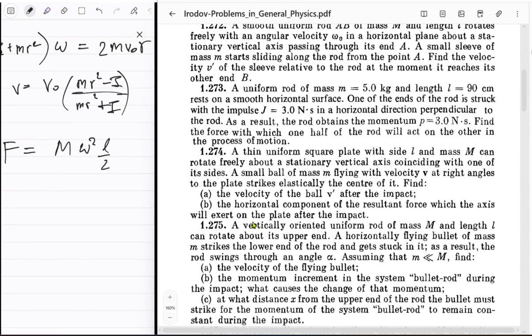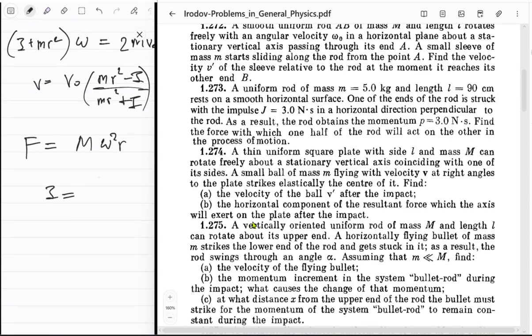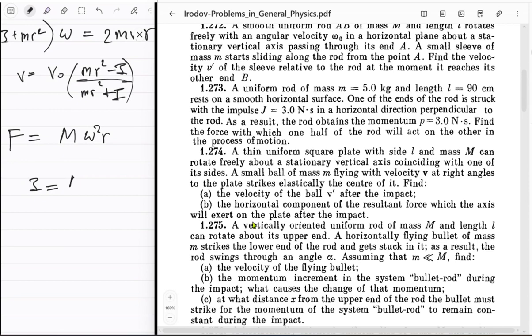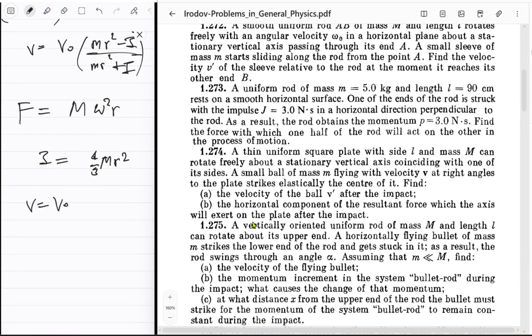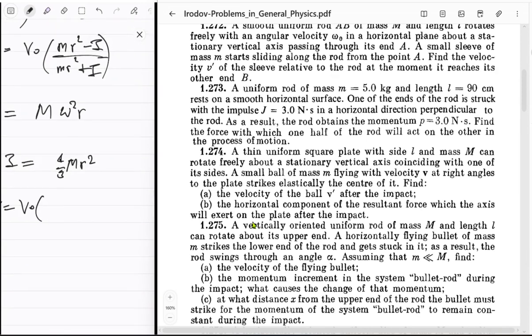Basically, m omega squared times R. Because this is just equal to R, right? Just do it like that. And also I is equal to ml squared upon 3, but that's m times (2r) squared upon 3, so just 4 upon 3 mr squared. Does that make sense? Put that over there. So v is equal to v naught times (m minus 4m upon 3) upon (m plus 4m upon 3). What are the values?